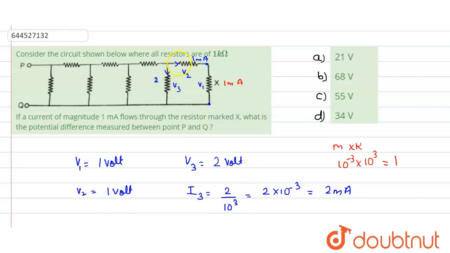2 milliampere. Now here it was going 1 milliampere. So what was the current in this branch? It would be equal to 2 plus 1, that means 3 milliampere. So what would be the potential difference? If we say this is our V3 and let's say this is our V4.